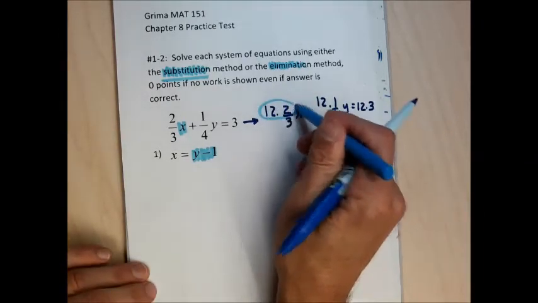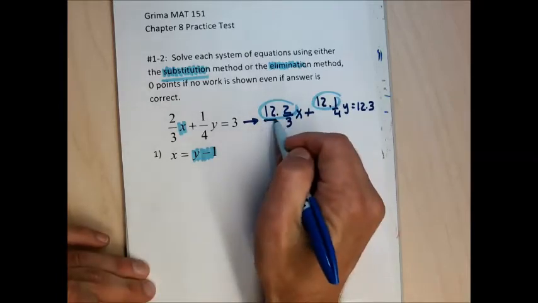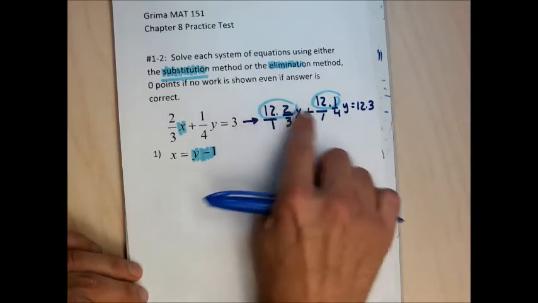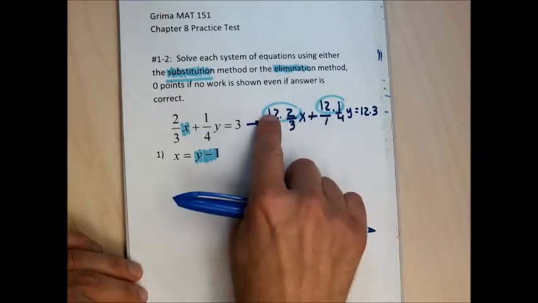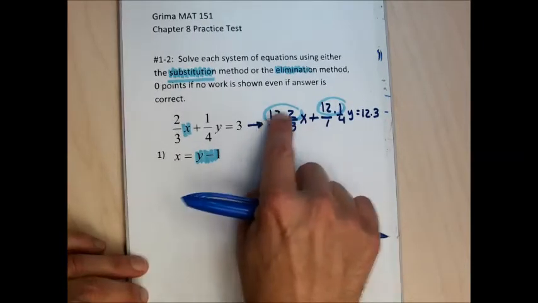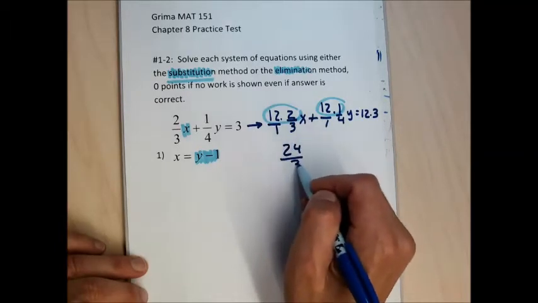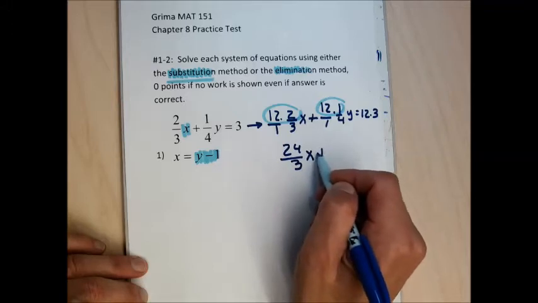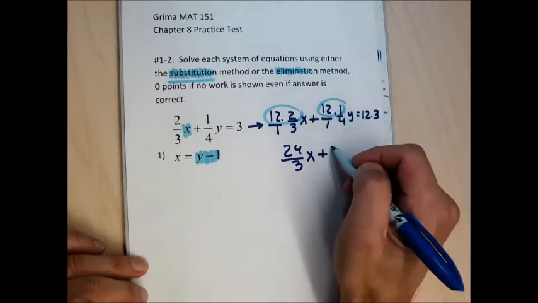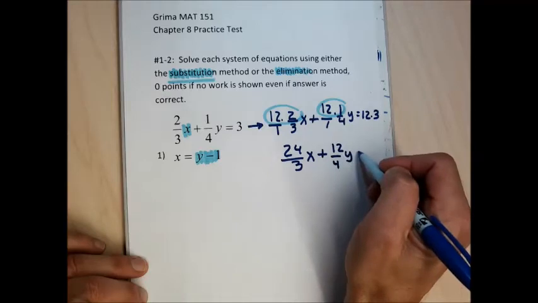Anytime I'm multiplying an integer by a fraction, you can think of that integer as a fraction with a 1 in the denominator, and you could just multiply that integer by the numerator, because really 12 times 2 over 3 is the same as 12 over 1 times 2 over 3. And to do that multiplication, you multiply 12 times 2 and get 24, and 1 times 3 and get 3. So I'm going to rewrite the first fraction as 24 over 3 times x. Second fraction, I'm going to go 12 times 1, which is 12, 1 times 4, which is 4, and make that 12 over 4 times y.